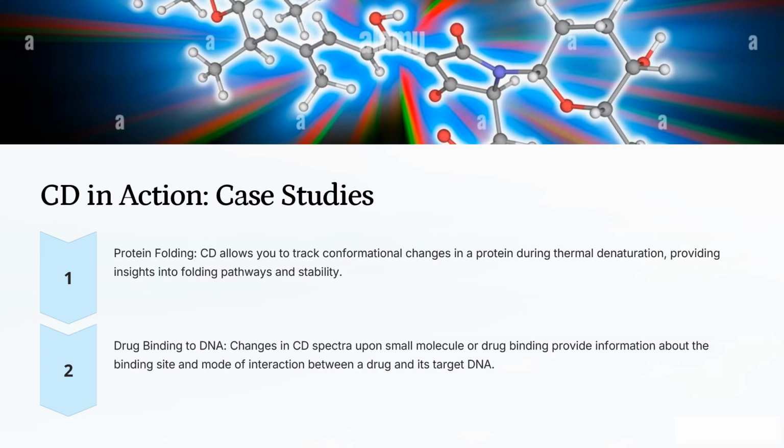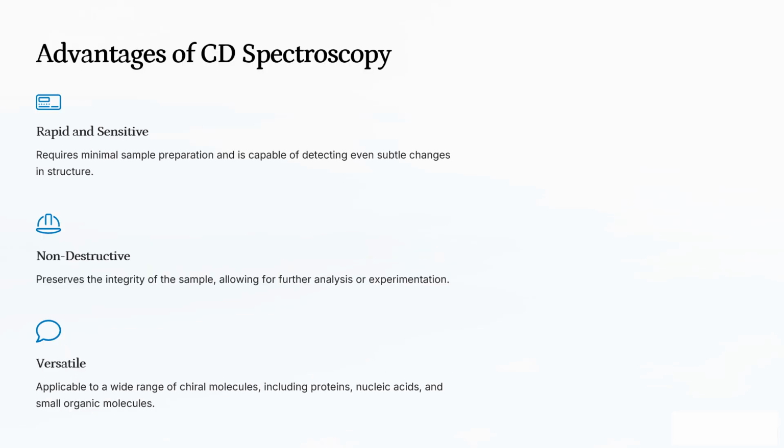Next, I've got a few case studies, sort of examples. First is protein folding studies, in which CD can monitor structural changes during thermal denaturation. It provides insights into folding pathways and stability. Second, there's drug binding to DNA, where changes in the CD spectrum can reveal how drugs interact with DNA. I've attached the links and the papers in the reference slide.